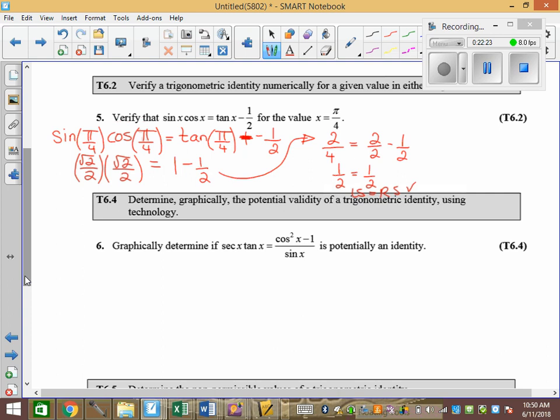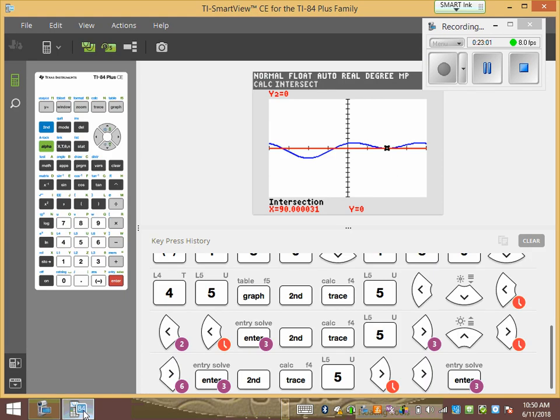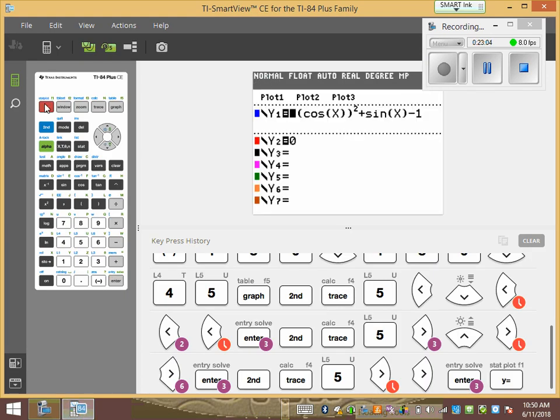Determine graphically the potential validity of a trigonometric identity using technology. So graphically determine if this is a potential identity. So type it into y1, y2, and then we're going to actually solve it after. Remember, if you don't remember how to type them in your calculator, your formula sheet tells you how to type anything that's not sine and cos and tan into your calculator. So it'll tell you secant is 1 divided by cos. So if you don't know how to type it in, it will tell you. So there's the equation up there.